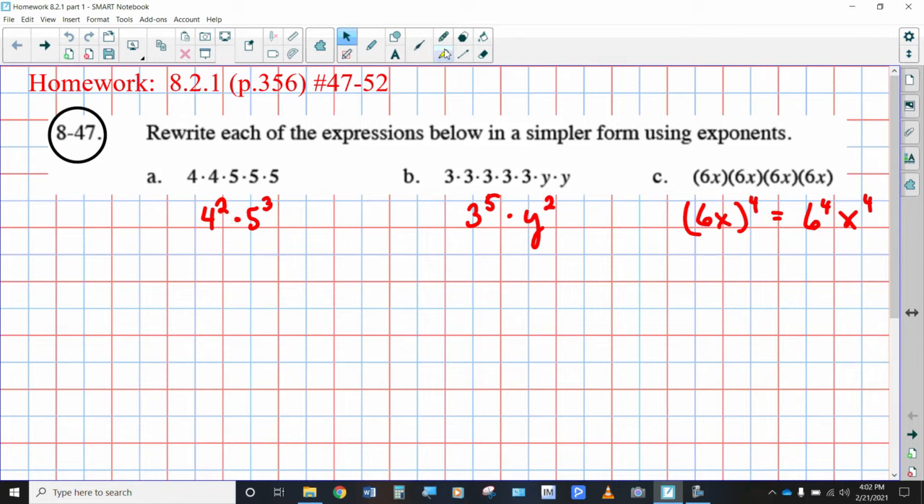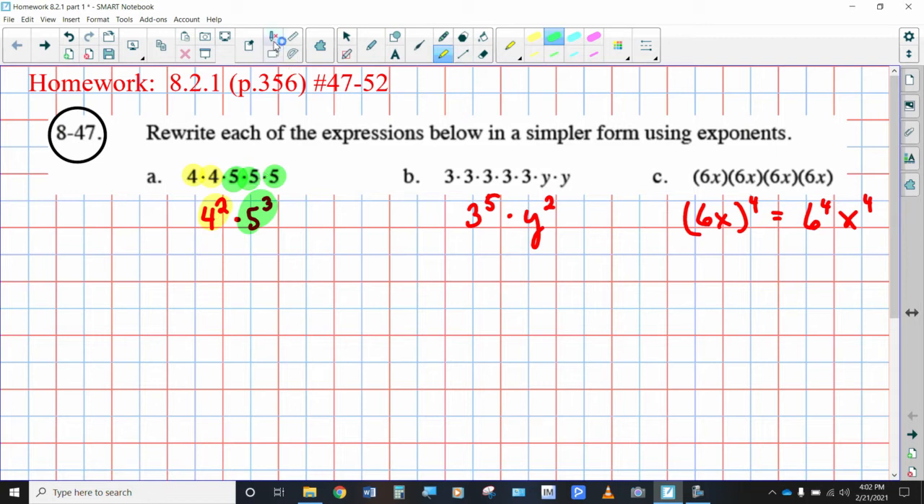So all it takes is you take a look at this. How many 4s are being multiplied together? 2 of them, so that would be 4 to the second. How many 5s are being multiplied together? That would be 5 to the third. And we're not going to simplify this any further because we're not going to call that 20 to the fifth or anything like that, because that's not at all what this is equal to. It's not 5 20s being multiplied together. It's 2 4s and 3 5s.